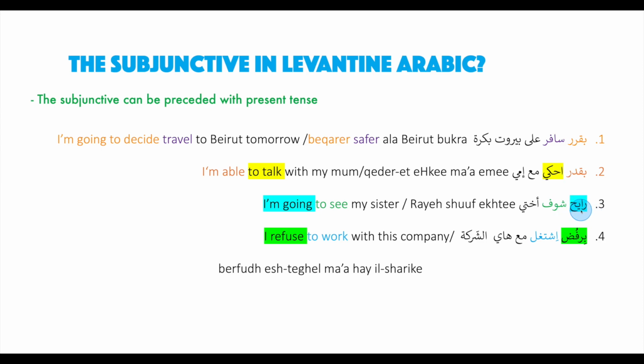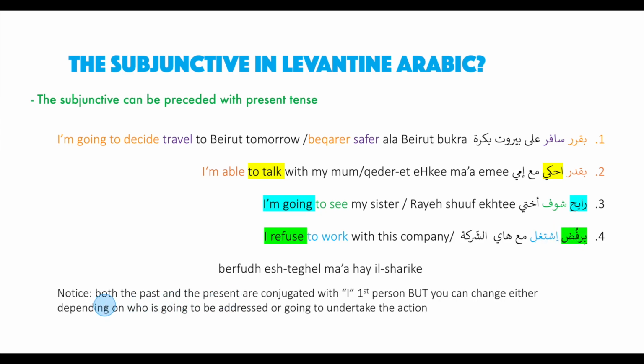Our third example. رايح شوف أختي. رايح شوف, I'm going to see. رايح is conjugated with I, that's the active participle. شوف is to see and is conjugated with I first person in the present tense. Our fourth sentence. برفض اشتغل مع هاي الشركة. برفض I refuse. اشتغل I work. برفض اشتغل, I refuse to work. Both are conjugated in the present tense with I first person.